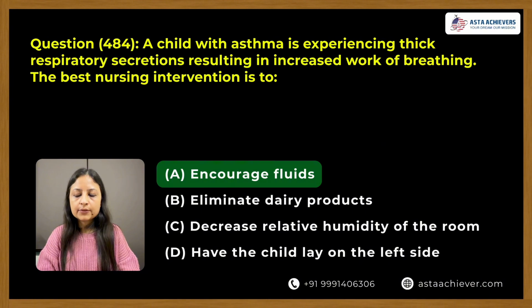Question number 484. A child with asthma is experiencing thick respiratory secretion resulting in increased work of breathing. So the best nursing intervention is option A, encourage the fluid, option B, eliminate the dairy product, option C, decrease relative humidity of the room, and option D, have the child lay on the left side. So option A, encourage the fluid intake, will help to loosen up the respiratory secretion. So option A is the correct answer.